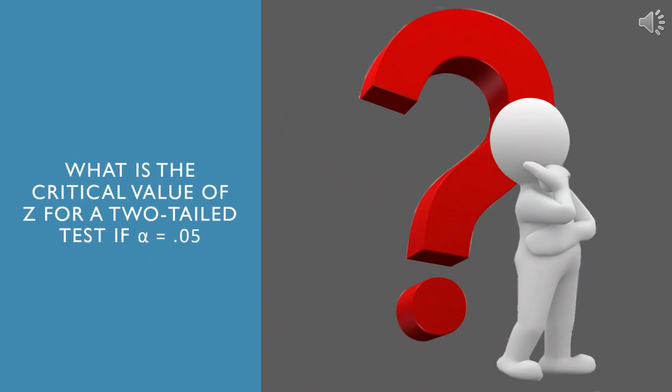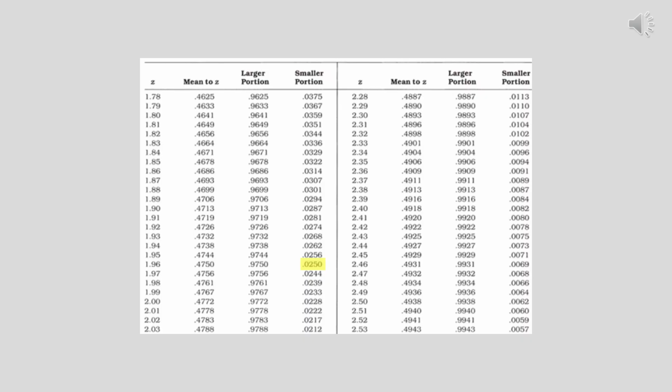What is the critical value of z for a two-tailed test if alpha equals 0.05? To find the answer, you have to go to your z table, your normal distribution table, and you're actually looking for the p-value of 0.025 because this is a two-tailed test. And so we have to split alpha in 2. So 0.05 divided by 2 is 0.025.